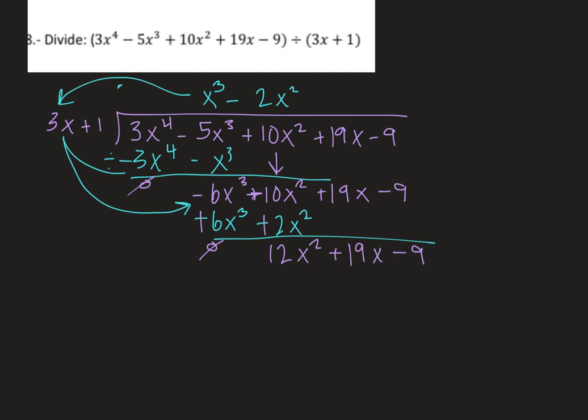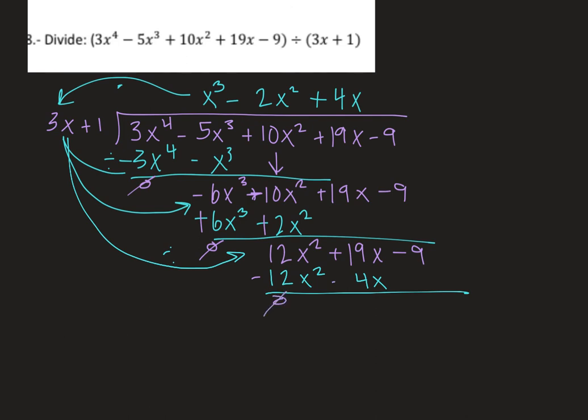Okay, so let's do the process over again. So if you get the process, these problems are super repetitive. So we're going to do the division again. 3x goes into 12x squared, 4x. Then we multiply, that's 12x squared, and then positive 4x. We'll change each thing's sign. And we get 19x minus 4x is, sorry, not 5x, it's 15x, minus 9.